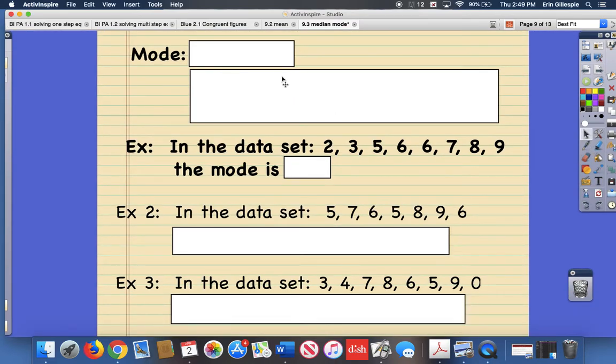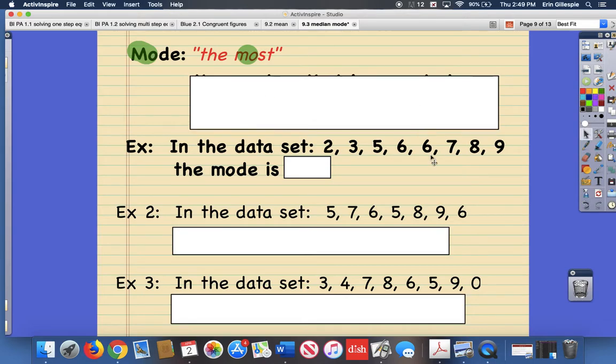Mode, real easy, guys. Mode is just the one that occurs the most. Okay, easy way to remember it. Let's use my highlighter. There we go. Green. Mode starts with MO, and so does most, okay? So mode is the most, mean is the average, median is the middle, okay? Easy one-word phrases for all of these.